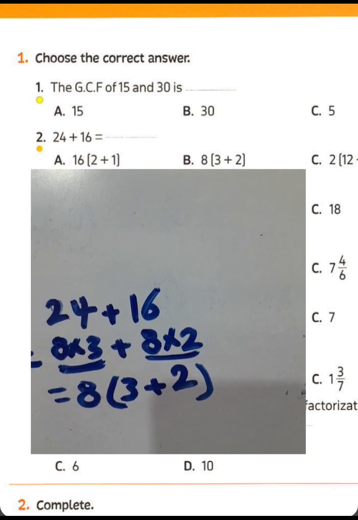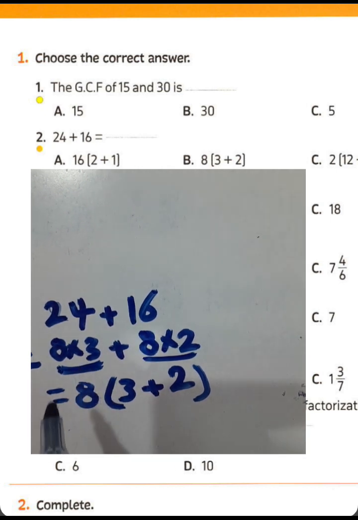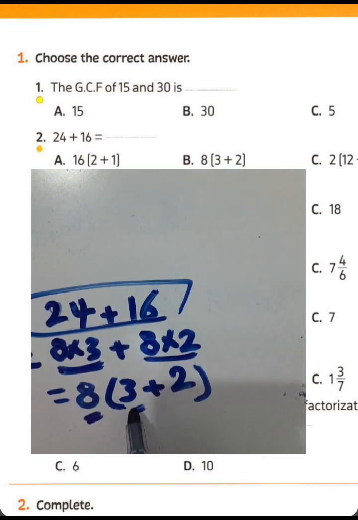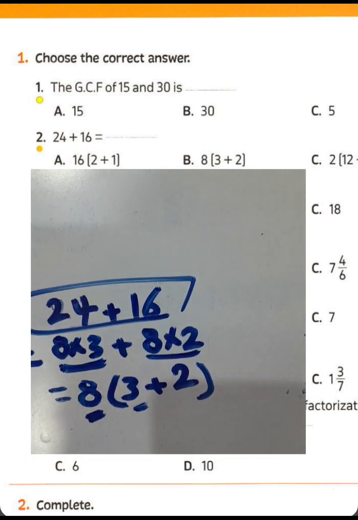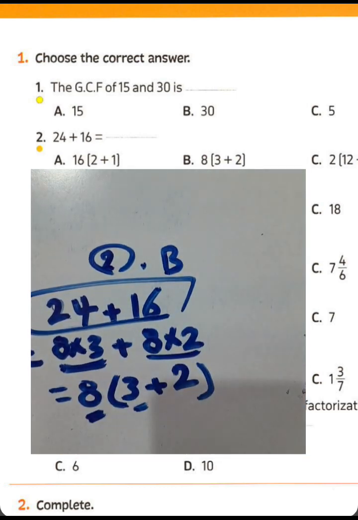Choose letter B for question number 2. Again, in this example, 24 plus 16, we must find the greatest common factor between 24 and 16. The highest common factor between them is 8. Then we can write 8 outside and divide 24 by 8 and 16 divided by 8 equals 2. Choose letter B for question number 2, okay?